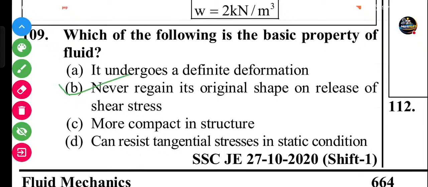B is the perfect one. Never regains its original shape on the release of the shear stresses.